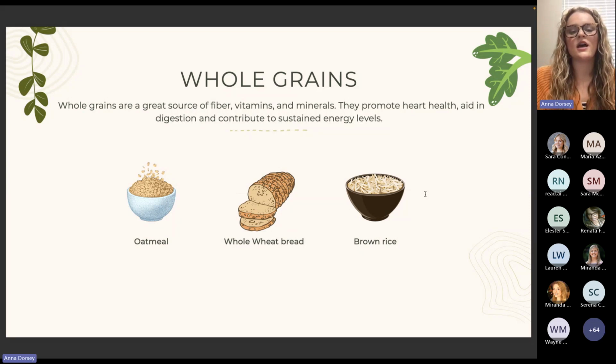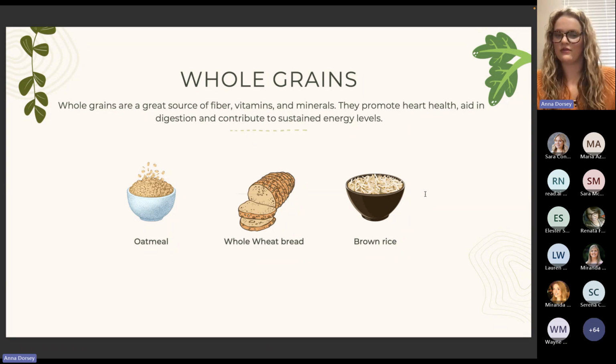So I also just want to mention here that these are really easy substitutions. Say you usually buy or purchase white bread. Maybe you could purchase whole wheat bread instead, or perhaps you usually use white rice. You could implement using brown rice instead.